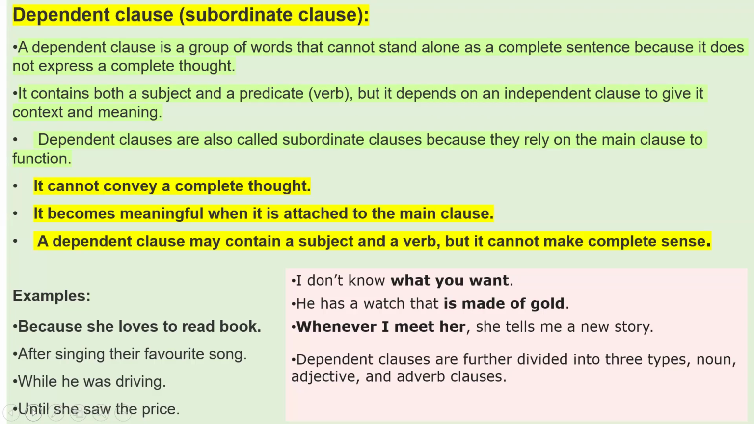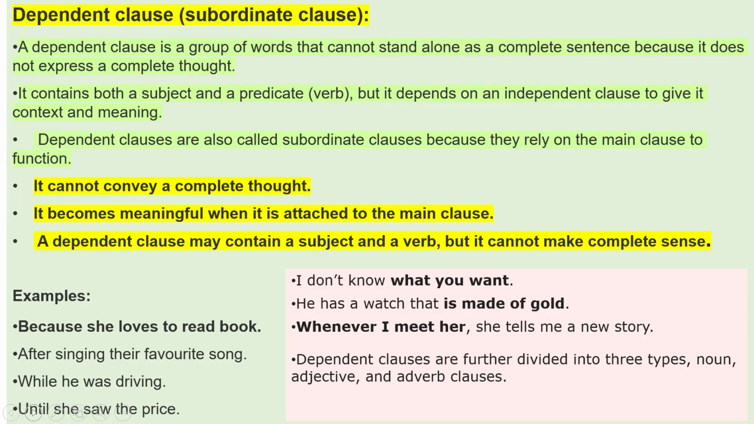Now we are going to learn about the subordinate clause, which is also known as the dependent clause. In subordinate clauses, we use subordinating conjunctions and relative pronouns. In this way, we will recognize a dependent clause, which is also called a subordinate clause. A dependent clause is a group of words that cannot stand alone as a complete sentence because it does not express a complete thought. It does not give a complete meaning.